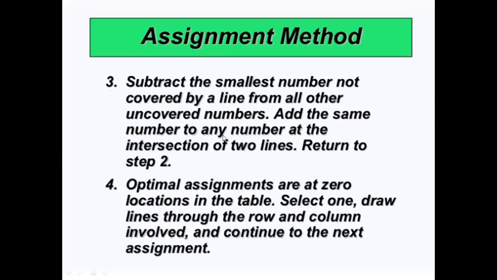Step 3 is we subtract the smallest number not covered by a line from all other uncovered numbers. And then we add the same number to any number at the intersections of two lines. And then we return to step 2.